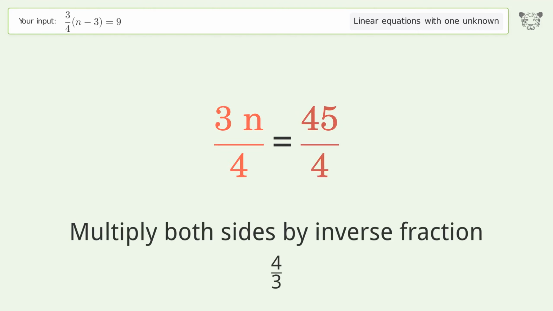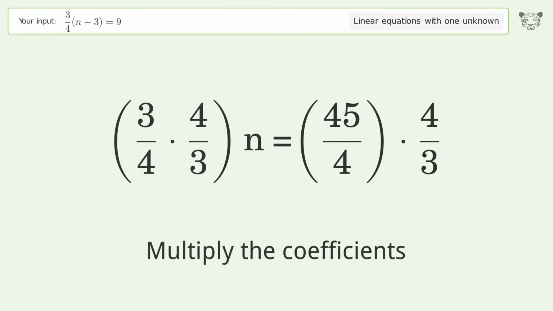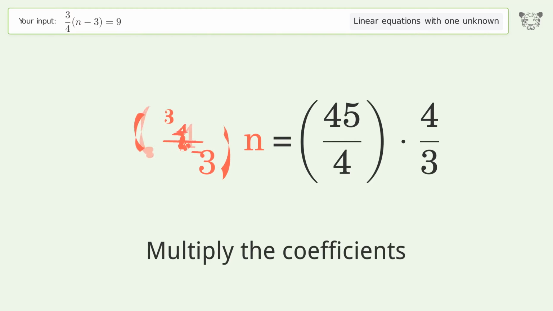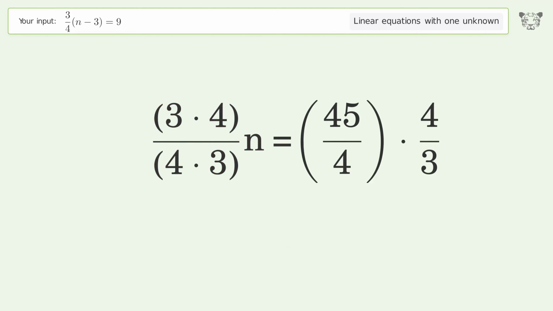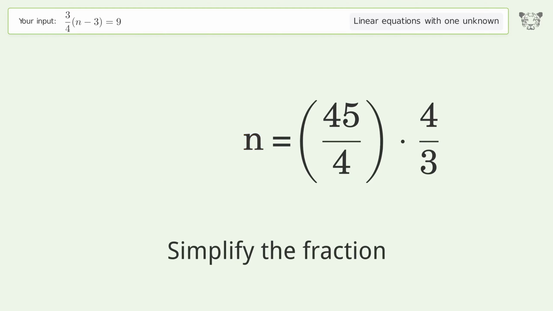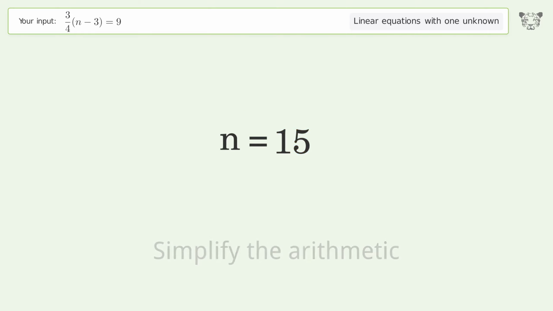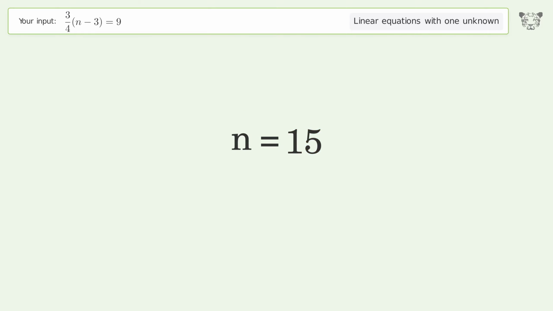Group like terms. Multiply the coefficients. Simplify the fraction. Multiply the fractions. Simplify the arithmetic. And so the final result is n equals 15.